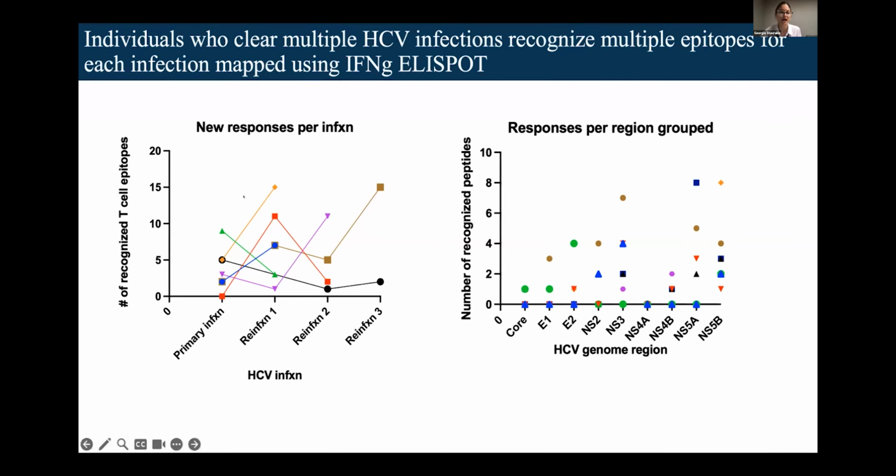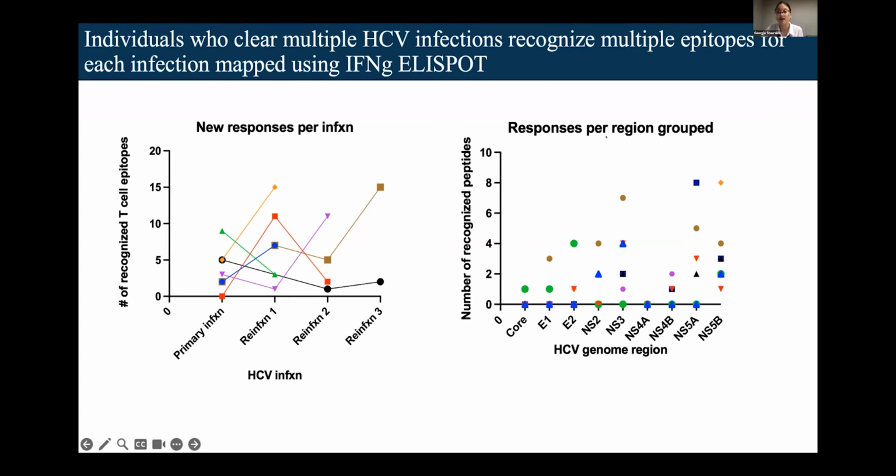So what I've shown in these 2 graphs here is, in this first graph, new responses per infection. On the y-axis, you have the number of recognized T cell epitopes. These are the mapped CD8 specific epitopes or MHC class I epitopes, and the different infections are on the x-axis. What I really want to point out is that each symbol and color represents one individual in this subgroup of our cohort. And some of them, in a single infection, can recognize up to 15 new MHC class I epitopes, and that's not including maintained epitopes from a previous infection.